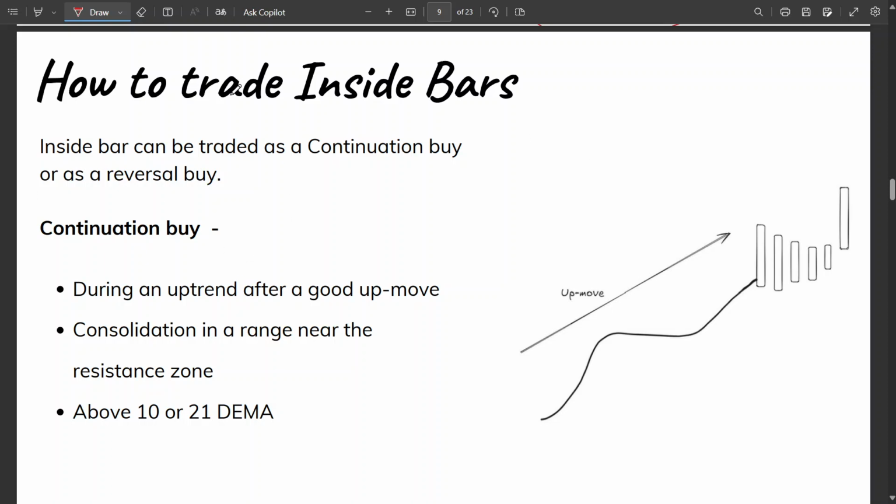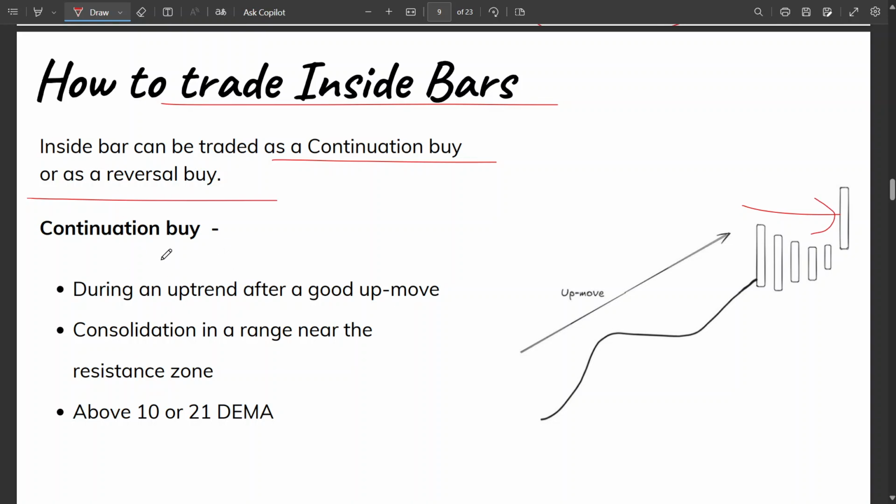So how to trade an inside bar? An inside bar can be traded as a continuation buy or as a reversal buy. It could be a continuation buy, your breakout buy, where the stock is already in an uptrend, and then we have a small inside bar forming, or the inside bar with coiling, and then from there the price breaks out, and that is the point you enter.